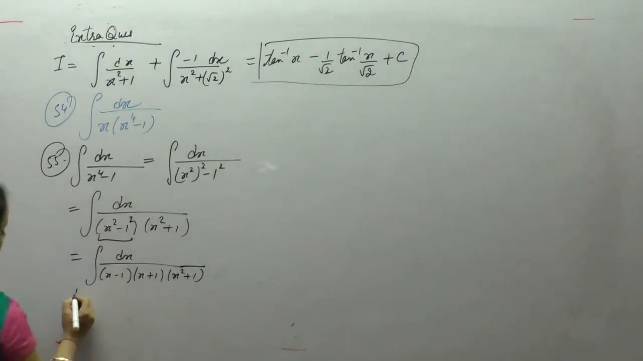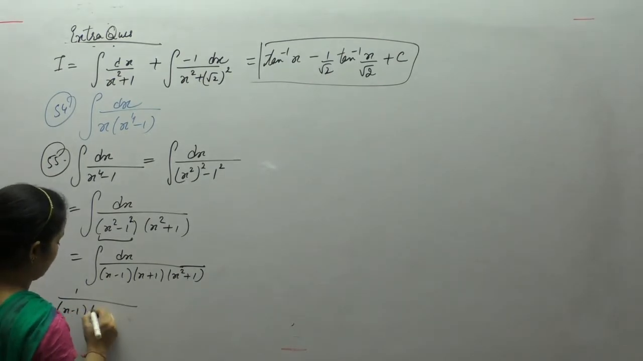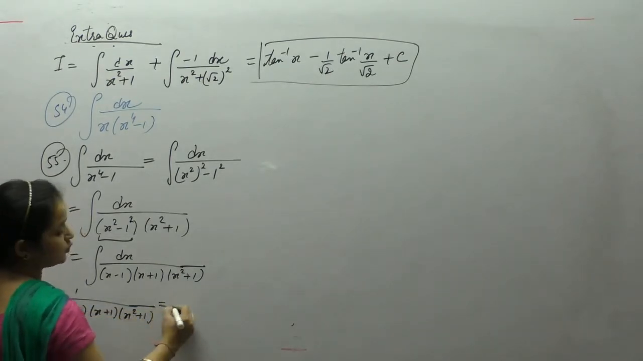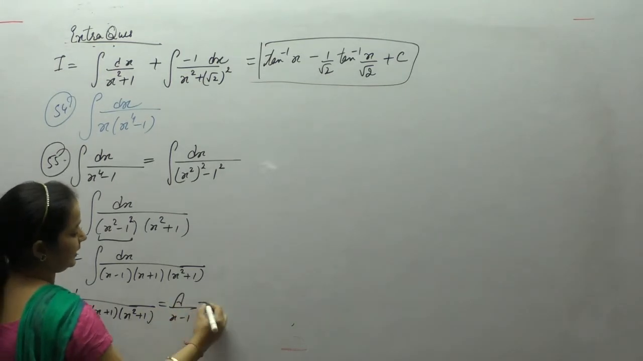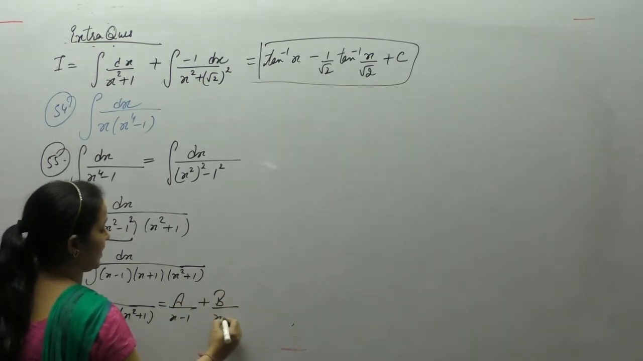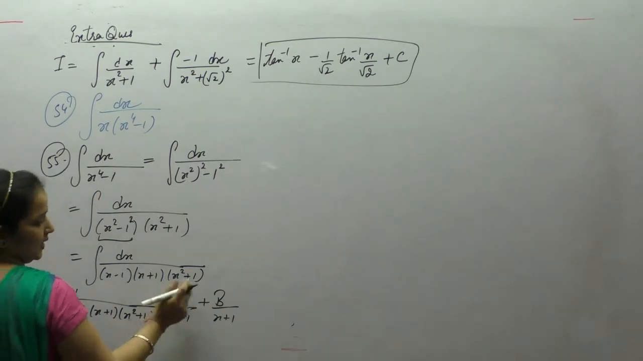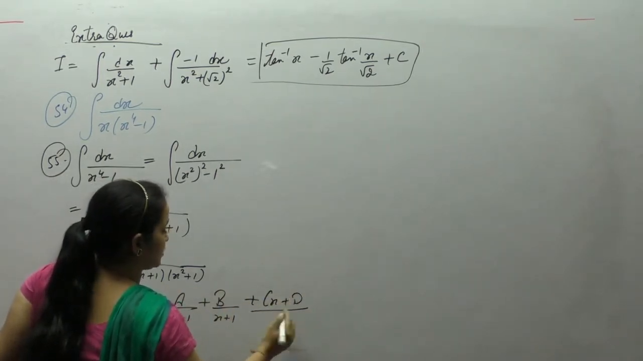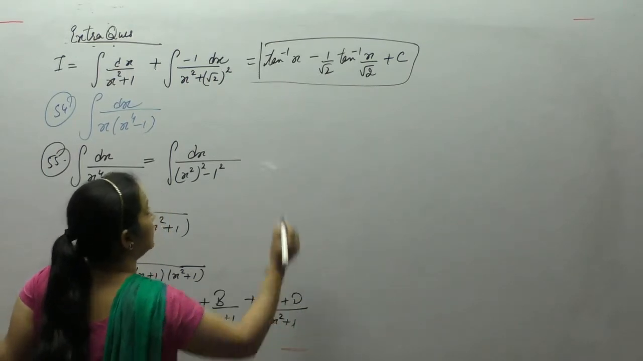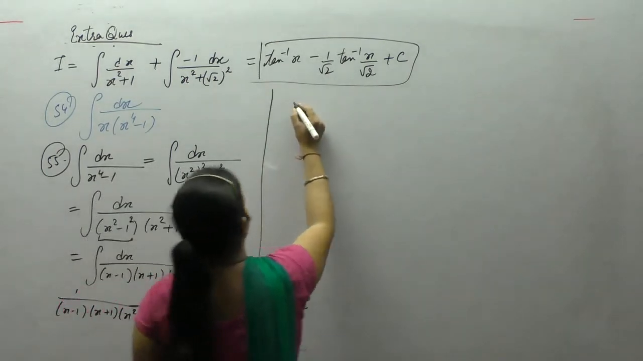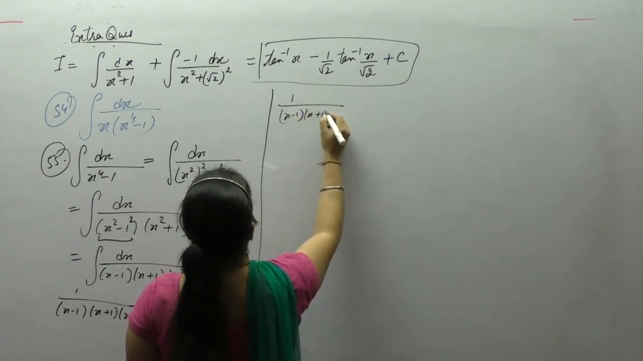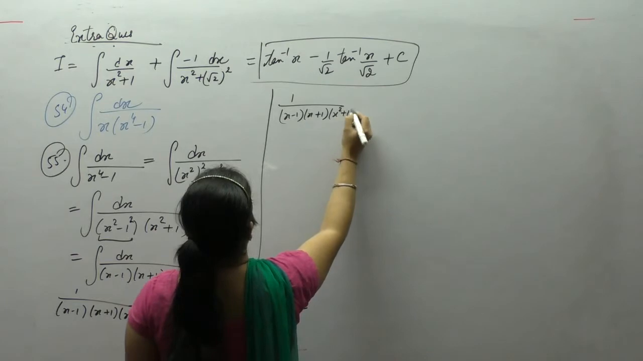Now 1 upon (x minus 1)(x plus 1)(x square plus 1). The first two factors are linear: a upon x minus 1, b upon x plus 1. The third factor is quadratic, which is irreducible, so (cx plus d) upon x square plus 1.